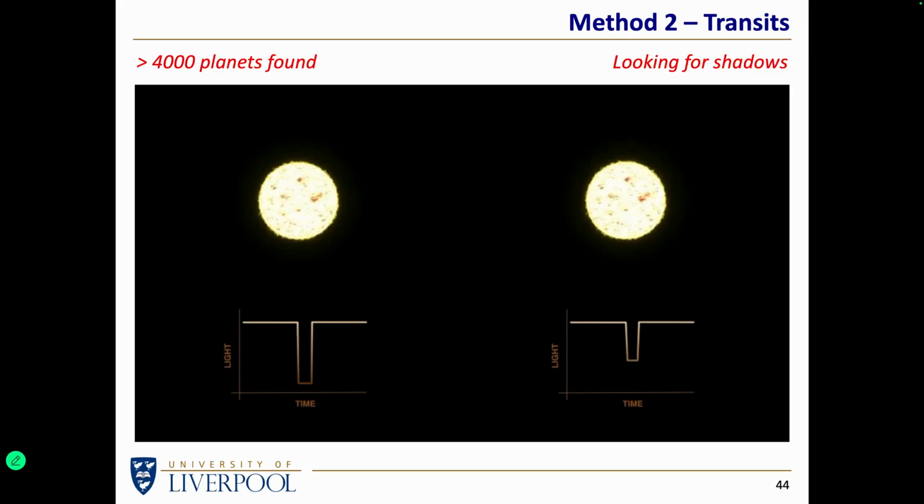The wobble that we saw in method 1 will depend on how massive the planet is, but this method gives us size. It would be great if we can use both methods on the same planet, because we would then be able to measure its mass and measure its size. And I'll come back to that point in just a moment.